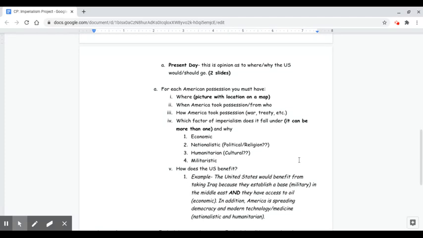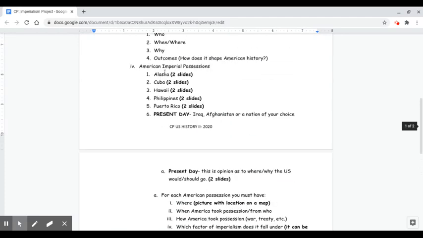That's what you're going to do for each of Alaska, Cuba, Hawaii, Philippines, Puerto Rico. The sixth one, that's present day. This is transfer of knowledge. We want you to transfer your knowledge from what we've learned to somewhere in the world.